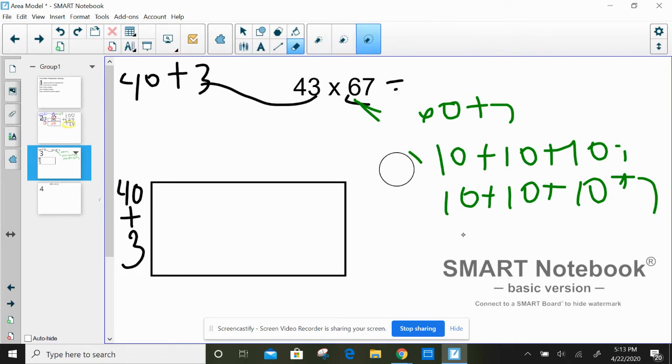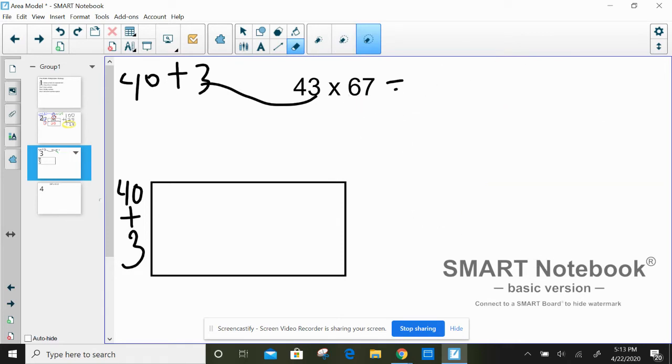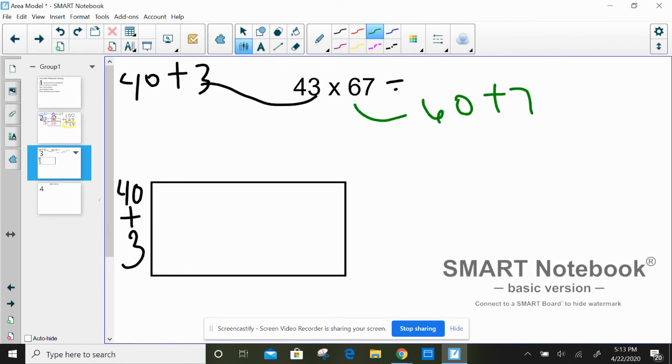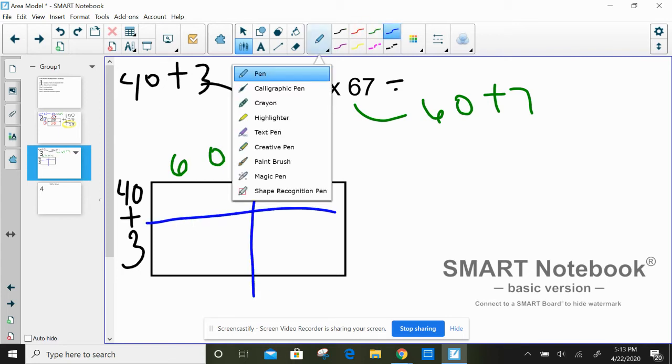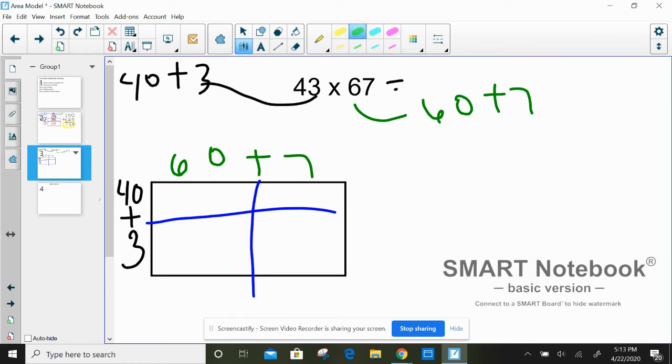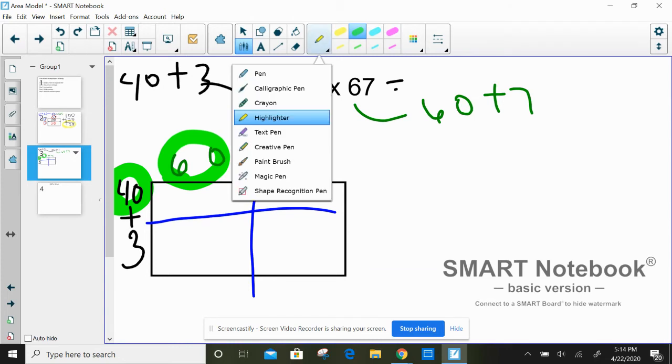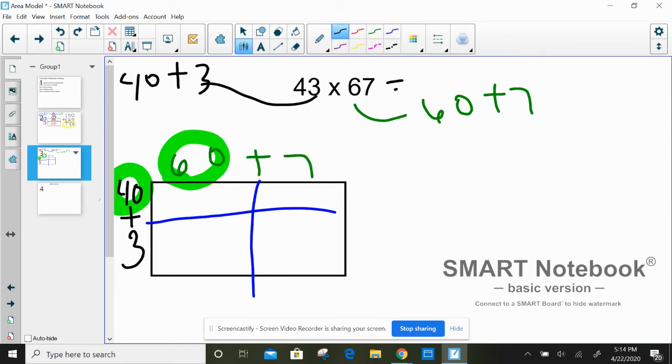So I just like to break it up as 60 plus 7. And then you put that up top here. 60 plus 7. Then everywhere you see a plus sign, you're going to draw a line. And now you're going to multiply 40 by 60. And if 6 times 4 is 24, then 40 times 60 would have to be 240. Okay? Or sorry, 2,400. Then you're going to multiply 40 times 7.